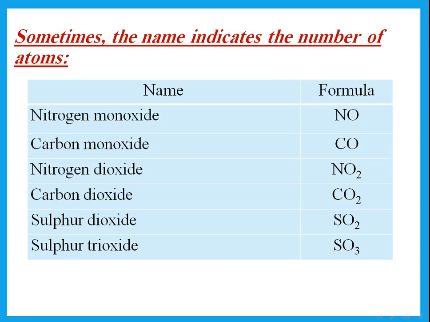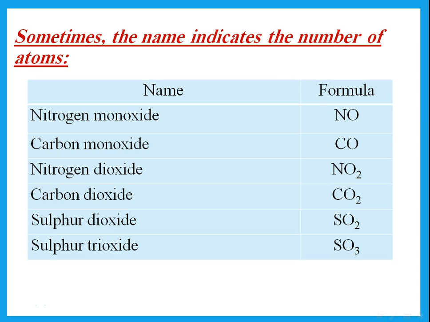Okay, there's another thing that you need to know, in that sometimes the name indicates the number of the atoms. Remember, we said the basic rule of writing the formula. You write the symbols and you put the valency of one under the other. But these are exceptions, because he is telling you what you should write. So for example, he says nitrogen monoxide, carbon monoxide, nitrogen dioxide, carbon dioxide, sulfur dioxide, sulfur trioxide. Anything mono means 1, di means 2, tri means 3. There is also tetra, that means 4.